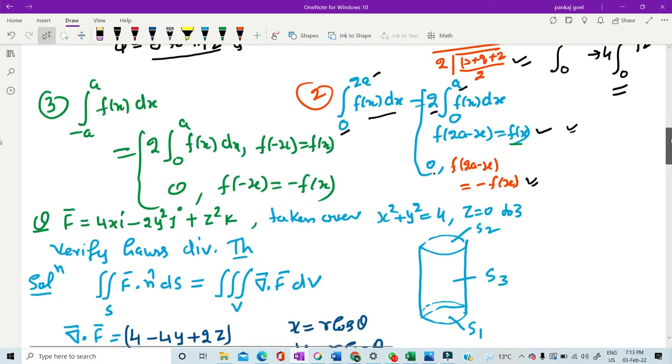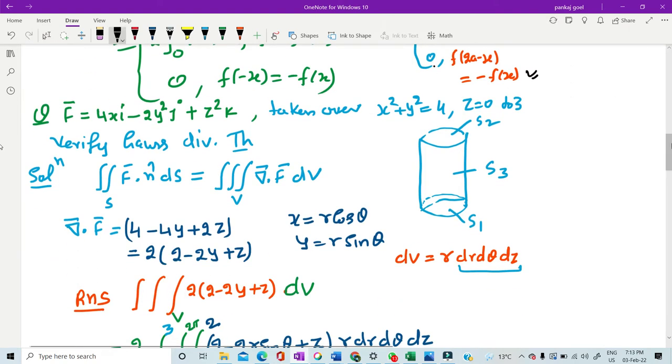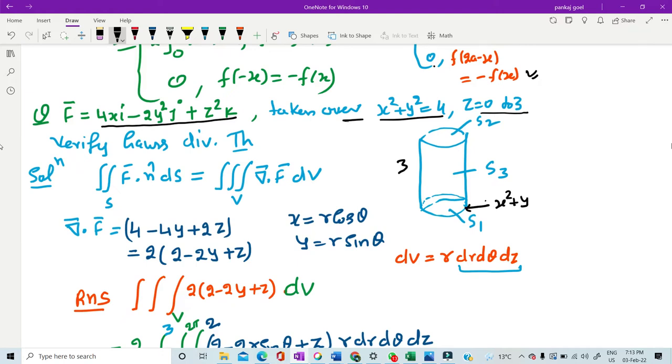Okay. Now we take an example. Let us suppose f is given as 4x i minus 2y square j plus z square k, taken over x square plus y square equal to 4, z equal to 0 to 3. It will represent a cylinder with height 3, and the radius of this circle is 2, and the equation of this circle is x square plus y square equal to 4.